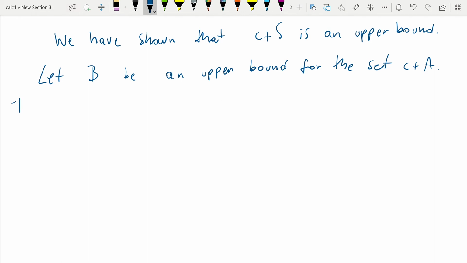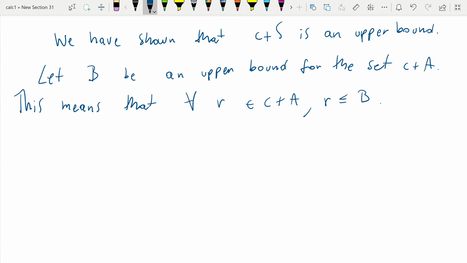So this means that for all R in C plus A, R is less than or equal to B. Okay? This is what it means for B to be an upper bound. It must bound any element in C plus A. I mean, this is an upper bound for C plus A. It means that it bounds all the elements in that set. In this case, the set is C plus A.